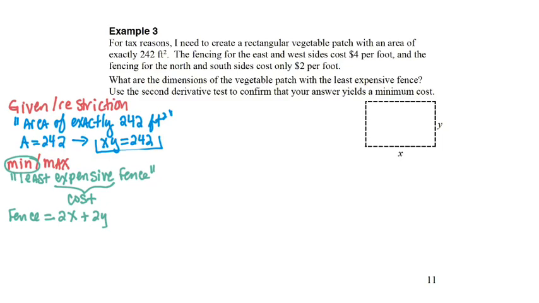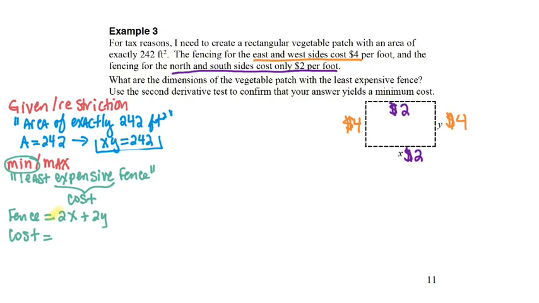Okay, so I figured out the fencing, but now I need to look at the cost. So it says east and west, $4. So let me put that on the left and the right. North and south is $2. So let me put that on top and bottom. You really just needed to maybe write it once next to the variable it goes with.